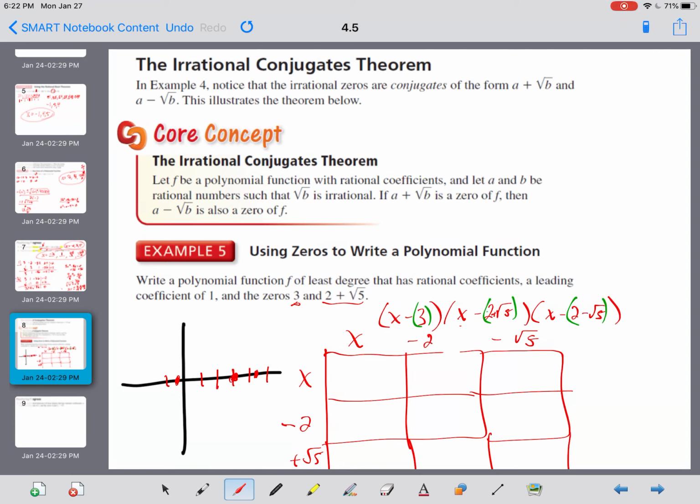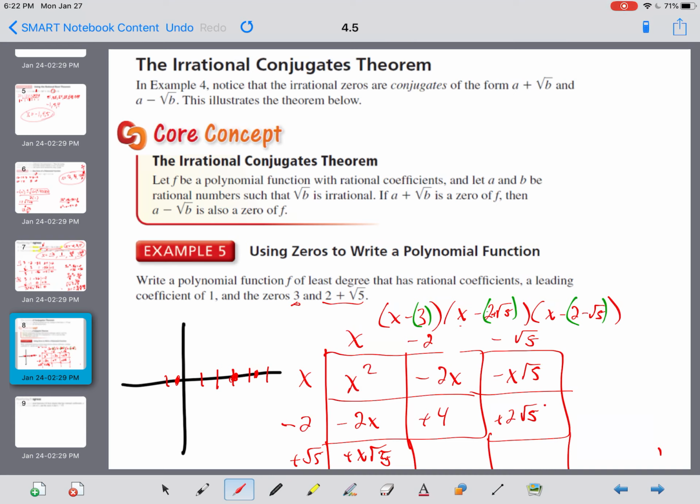Okay? You're going to get x minus 2 plus the square root of 5 and x minus 2 minus the square root of 5. So in the first box, you get x squared. And you get negative 2x. And then you get negative x square roots of 5. And then you get negative 2x. And then you get positive 4. And then you get positive 2 square roots of 5. And you get positive x square roots of 5.